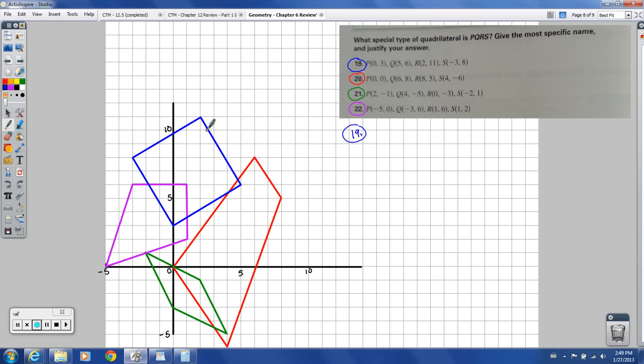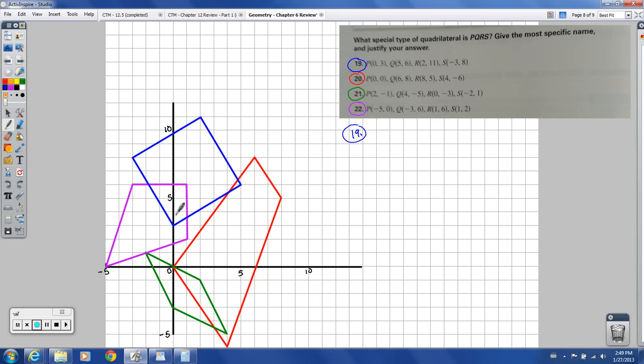Alright, so to me, number 19, this blue one, looks like it might be a square. How could we check that though? How could we make sure? We would have to check that the sides are all congruent to one another. And to check if they were 90 degrees, we could check if the slopes are opposite reciprocals.